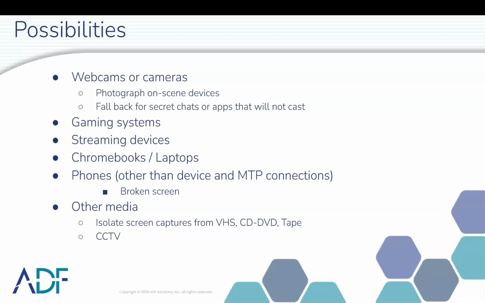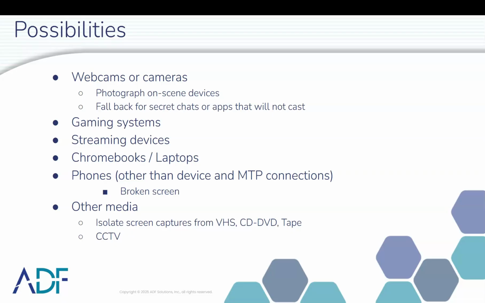What are your possibilities in using this? Well, as I mentioned before, you have your webcams or USB cameras that automatically get detected. If you need to photograph on-scene devices, if you need a fallback, you are doing screenshots or screen recordings with a victim or witness, or you're documenting your undercover chats and you need to do a secret chat, which won't be shown through screenshot or screen recording, you could fall back to this method and take pictures with a webcam or a USB camera or a document camera or whatever you may have hooked up and automatically detected.